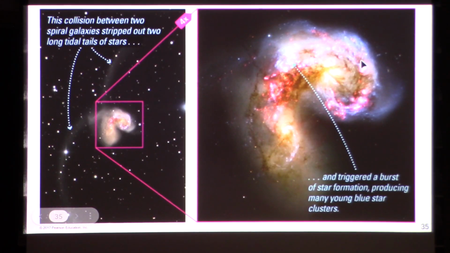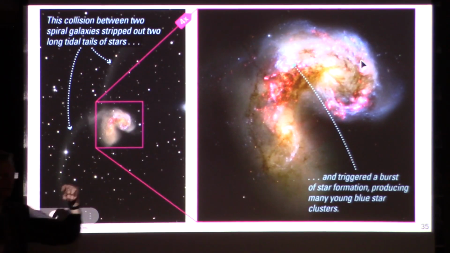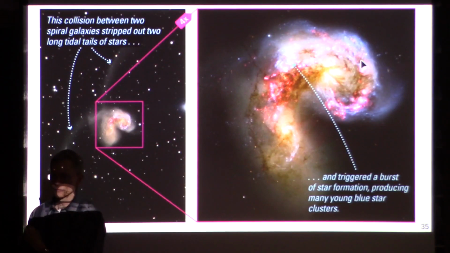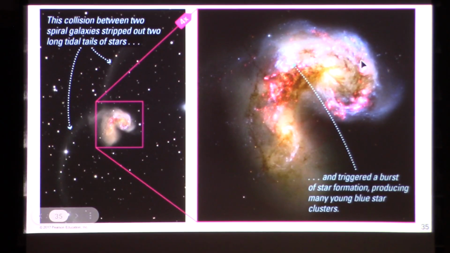So we don't know exactly what will happen. But you get a huge burst of star formation because you've got all these GMCs, giant molecular clouds, in the two galaxies colliding with one another. And that tends to use up the interstellar gas in the two galaxies in a violent burst of star formation, which is why it turns into an elliptical in the end.